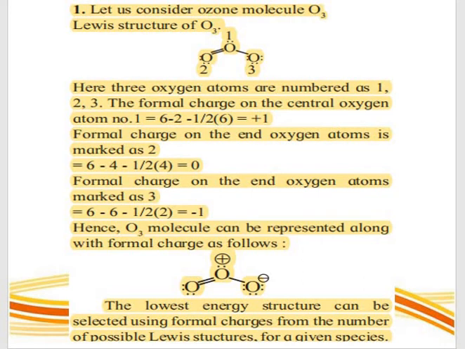The formal charge on oxygen number 2, if you calculate, you will get 0. The formal charge on oxygen number 3, you will calculate, would be -1. Hence, the ozone molecule can be represented along with the formal charges as you are seeing in the diagram. This diagram shows the lowest energy structure, selected using formal charge from the number of possible Lewis structures for a given species.